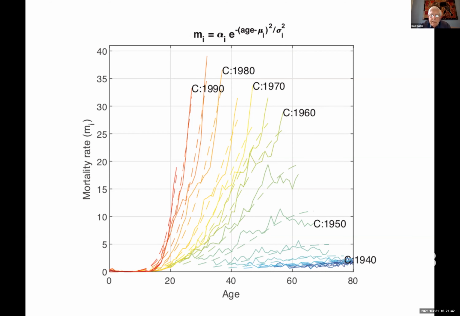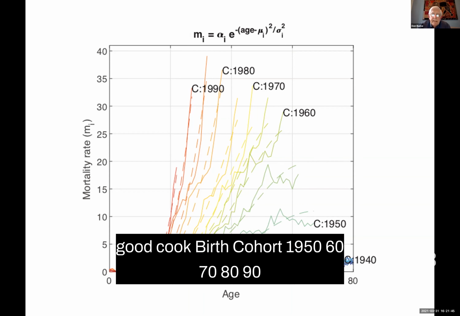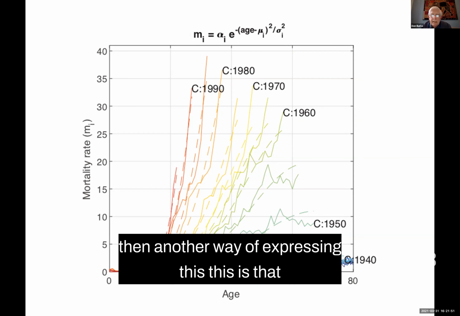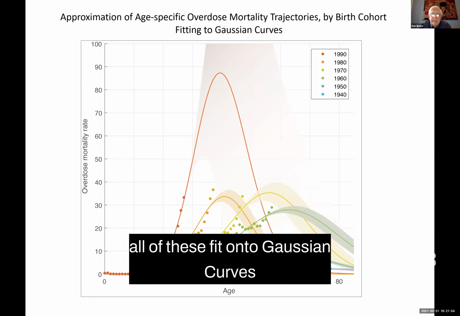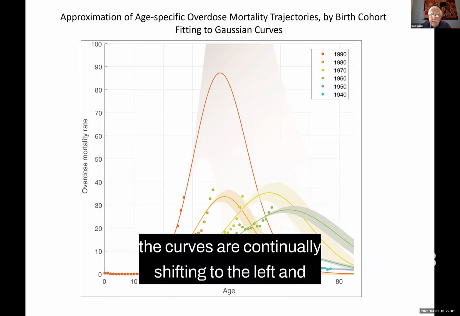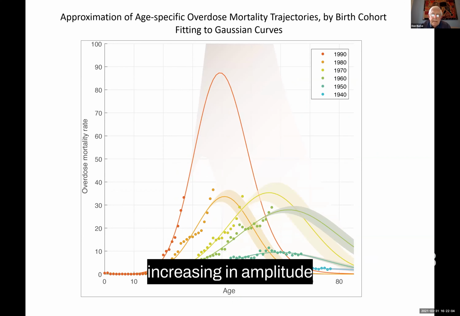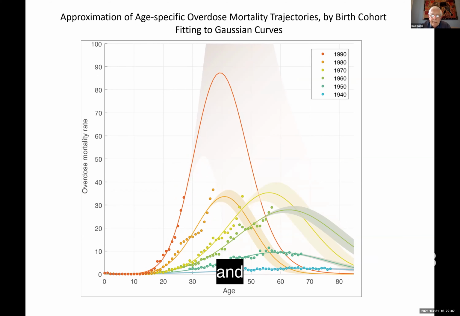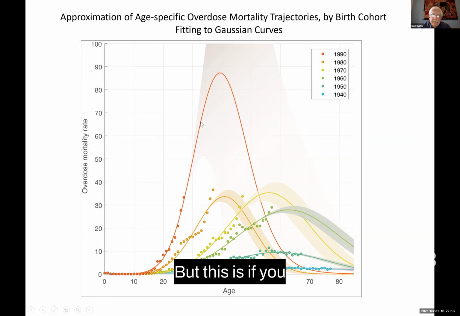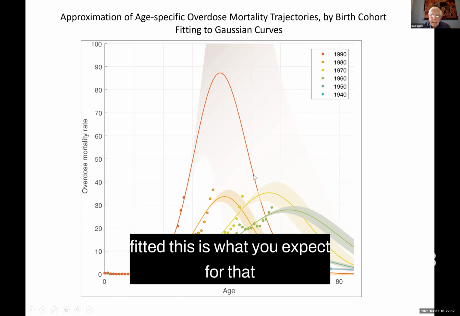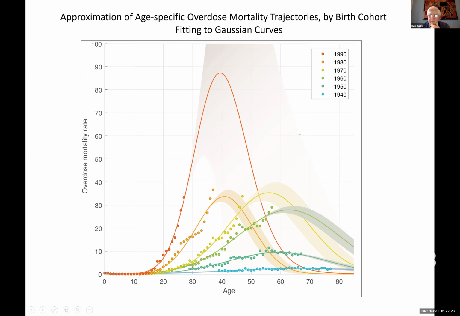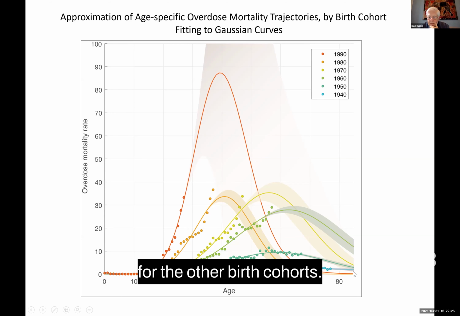Show that the birth cohorts 1950, 60, 70, 80, 90, as a function of age, and another way of expressing this is that all of these fit onto Gaussian curves where the curves are continually shifting to the left and increasing in amplitude. The data is incomplete for this curve here, but if you fit it, this is what you expect for the birth cohort of 1990, and for the other birth cohorts.